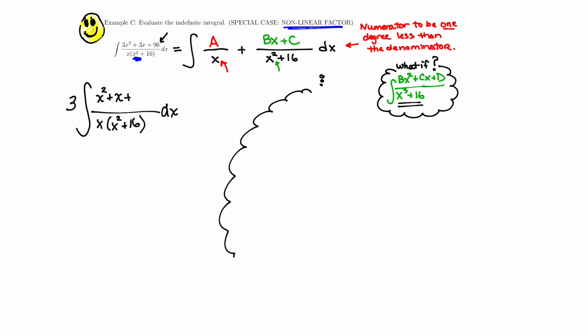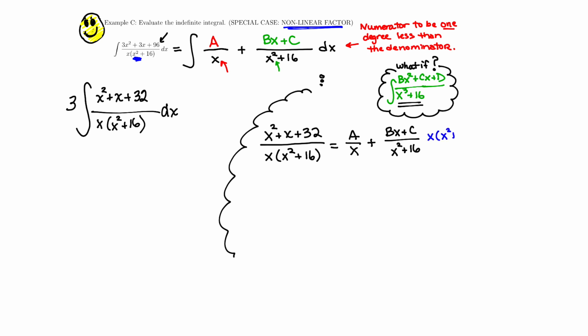All right, wait. What's 3 goes into 96 how many times? 32, right? Okay, so that means I have x squared plus x plus 32 over x times x squared plus 16. And that's going to equal a over x plus bx plus c over x squared plus 16. And I'm going to get a common denominator of x times x squared plus 16, and I'm going to multiply that through everywhere.